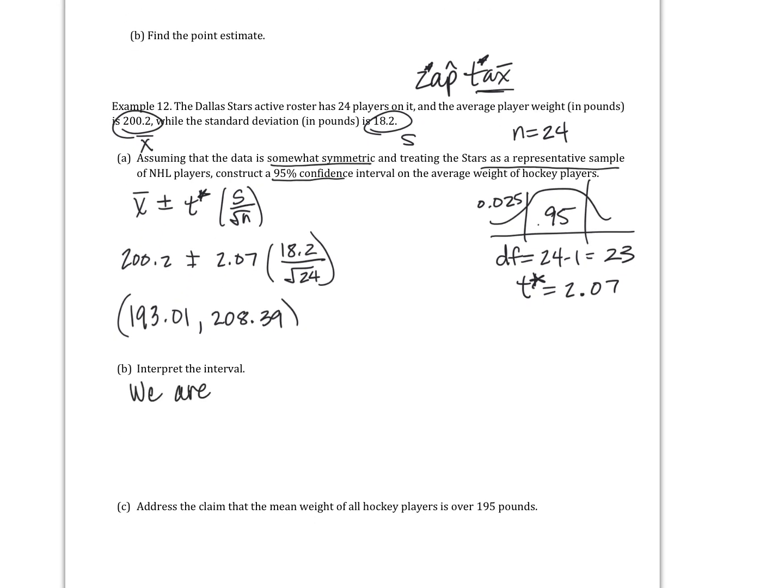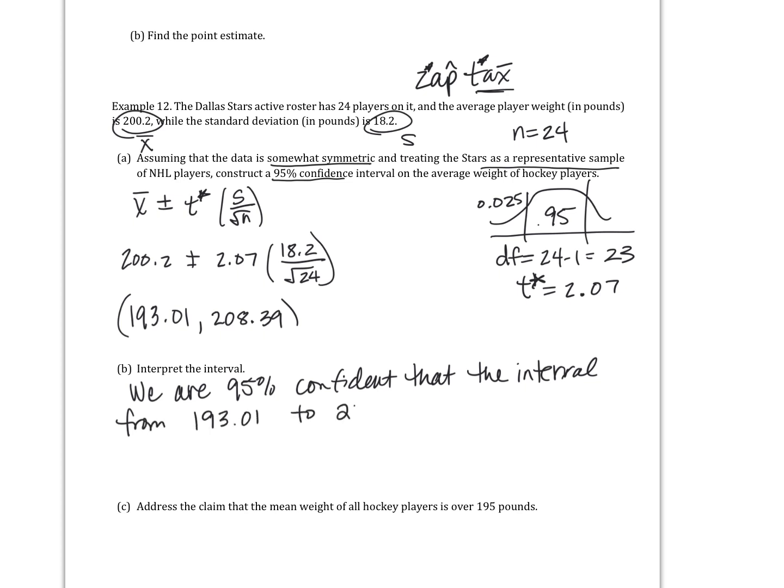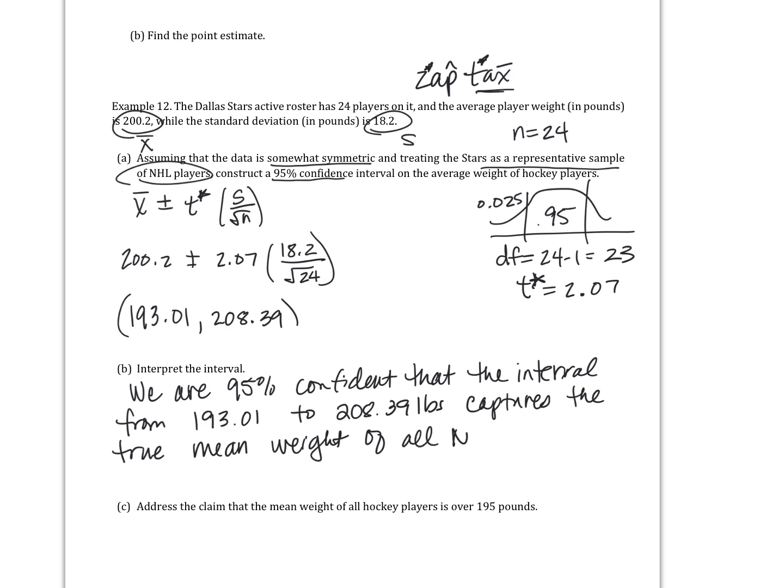We are 95% confident that the interval from 193.01 to 208.39 pounds captures the true mean weight of all NHL players.